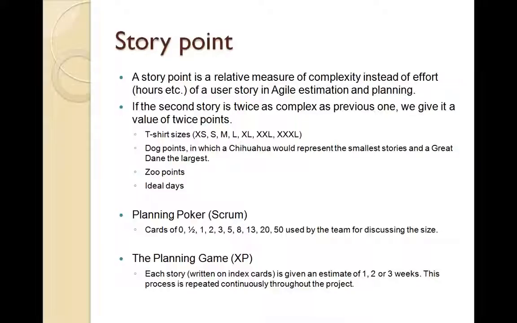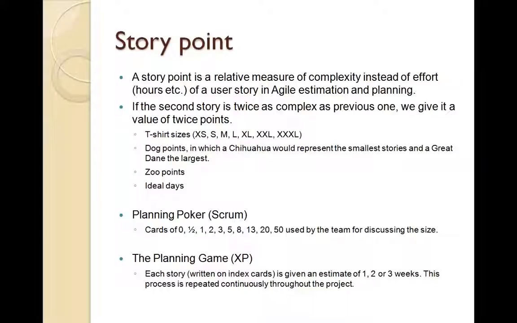In planning game, each story which is written on index cards is given to the estimator, and then estimators will have 1 or 2 or 3 weeks estimates added to that. And this particular process is repeated continuously throughout the project. So the major characteristics of story points are they are provided at the start of the project, but the agile nature of the project is iterative and incremental, and that's how we keep on iterating the projects as well. The story points might get added or reduced, they might change.